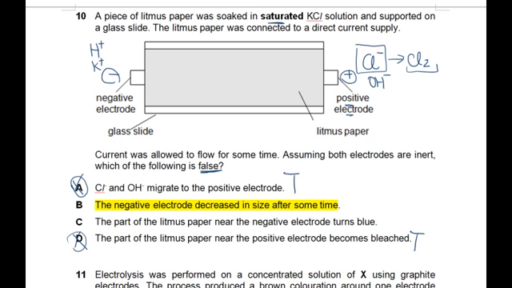So H+ and K+, which one will get discharged? I hope you can see that it is the H+, they will become H2. So with a decrease in H+ concentration at the negative electrode, there will be relatively more and more OH-, which will upset the pH balance. So over there at the negative electrode, it will turn blue. It's true, so again C is the wrong answer. Then it is only answer B which is false, because there's really nothing at the negative electrode for things to react, which will result in a decrease in the size of the negative electrode. So B is false, therefore it is the correct answer.